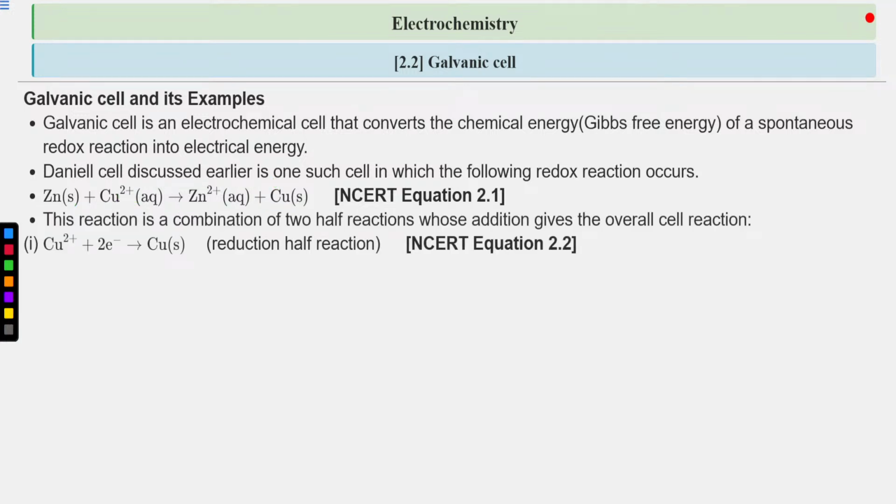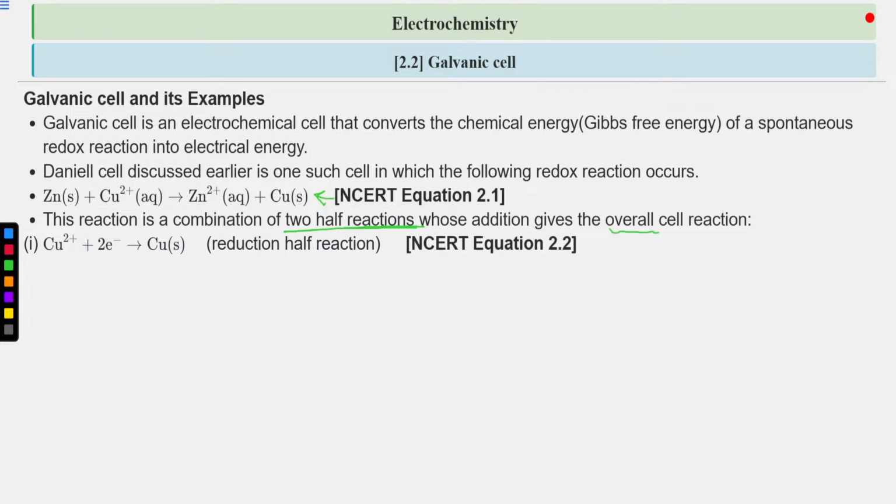Now this reaction is a combination of two half reactions whose addition gives the overall cell reaction, which is this. Okay, now this is a redox reaction. As I just described, both the oxidation and reduction processes are happening in this reaction simultaneously. So this reaction will be the combination of two half reactions, one for the oxidation and another for the reduction.